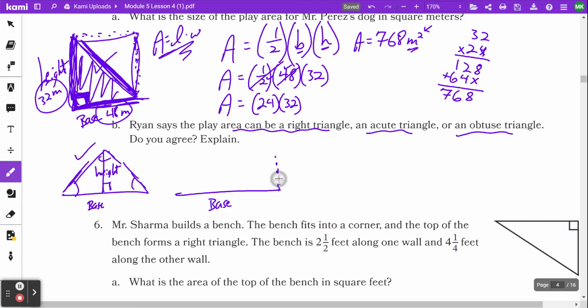Maybe it's on this side, perpendicular. No, that would be the right. No, it doesn't matter. Let me put it on. Where could I put this guy to make him obtuse? Let me see. So the obtuse, I'm going to go that way. It goes right. Oh, I'm going to have that imaginary height.